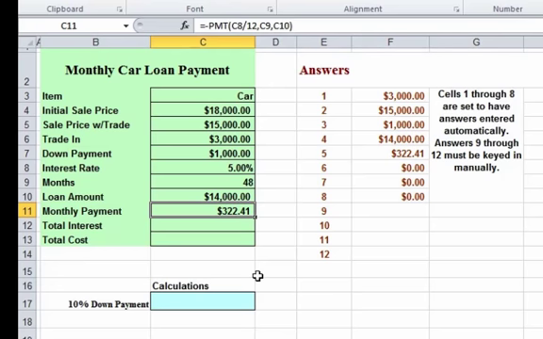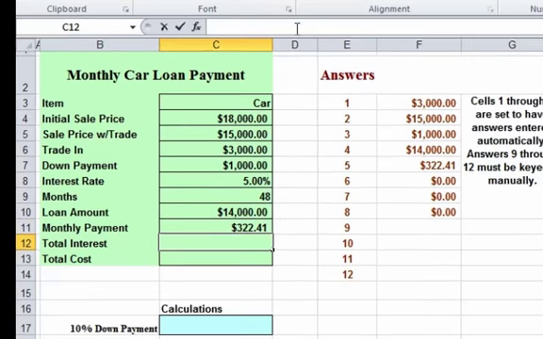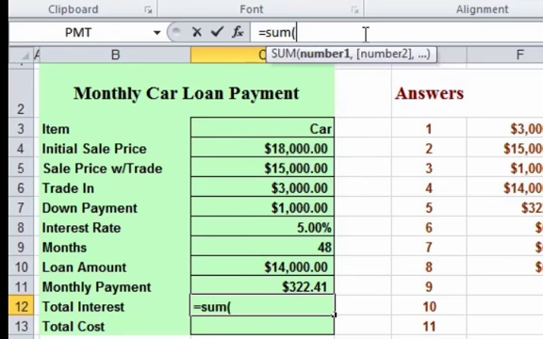So what I'm going to do now, I think we're up to number 6 on our worksheet. We're going to figure out the total interest that will be paid over the course of the loan. I'll take my number of payments, which is the $322.41, or cell C11, and I'll figure this out. I'll go equals sum, and then in parentheses, the first thing I'm going to do is the number of payments, which is 48, times, and actually I don't want to do that again.